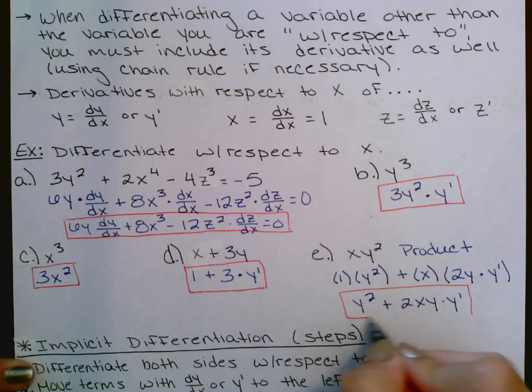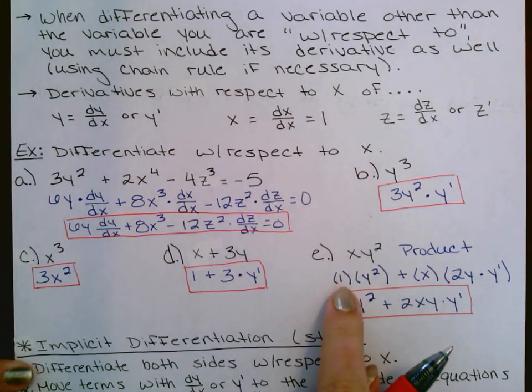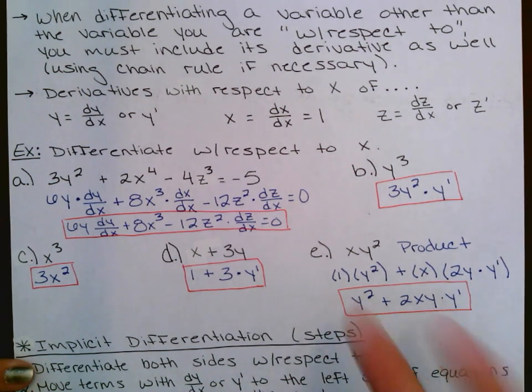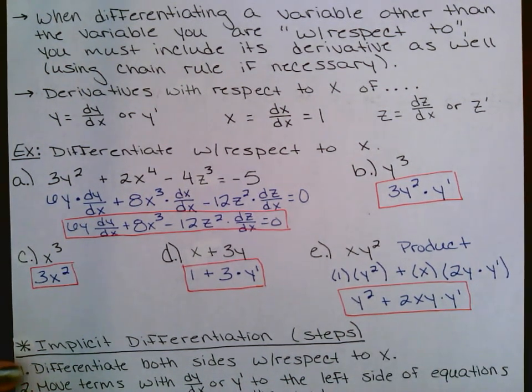Now remember, product rule, you could have done first times the derivative of the second plus derivative of the first times second, and then your answer just would have come out the complete opposite order, which again, this is addition, so that is completely okay.